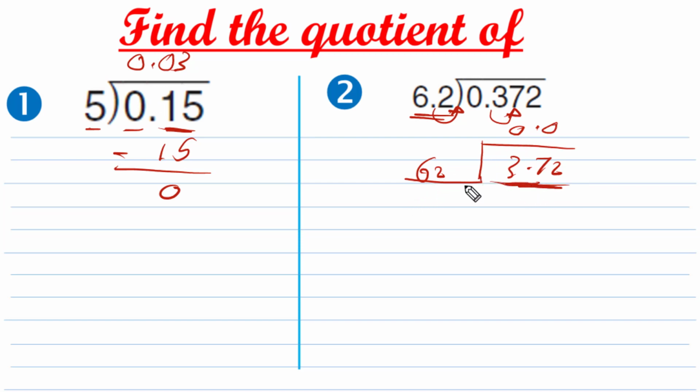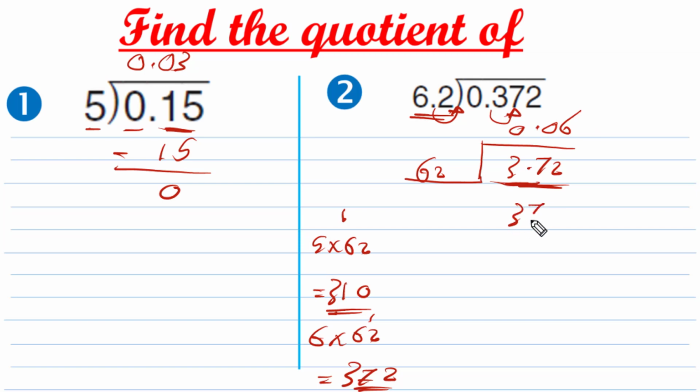Now 372 divided by 62, you have to try 5. 5 times 62. 5 times 2 equals 10, write 0 and keep 1. 5 times 6 is 30, 30 plus 1 equals 31. 310, so you have to try 6 times 62. 6 times 2 equals 12, write 2 and keep 1. 6 times 6 equals 36. 36 plus 1 equals 37. Now it will be 372, the same. Now write 6 and write 372. Draw a line and subtract, it will be 0. Now the quotient, guys, is 0.06. So we have zeros in the quotient.